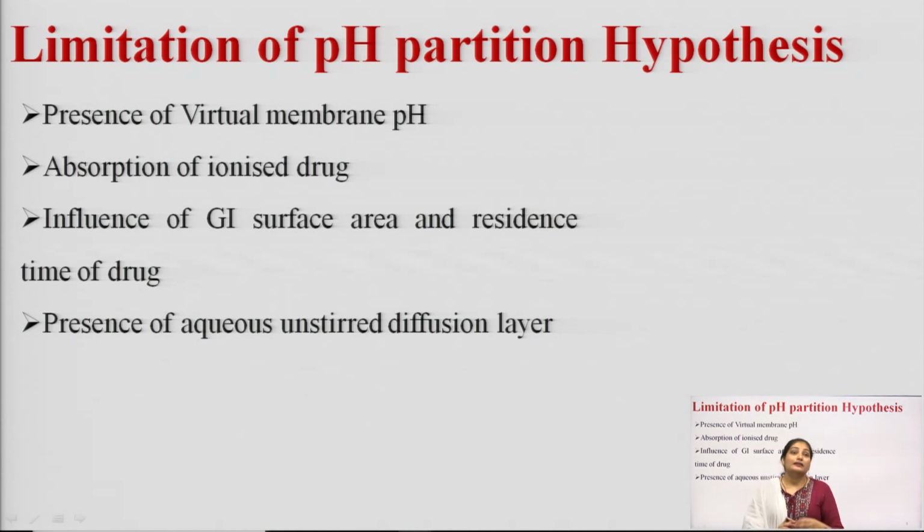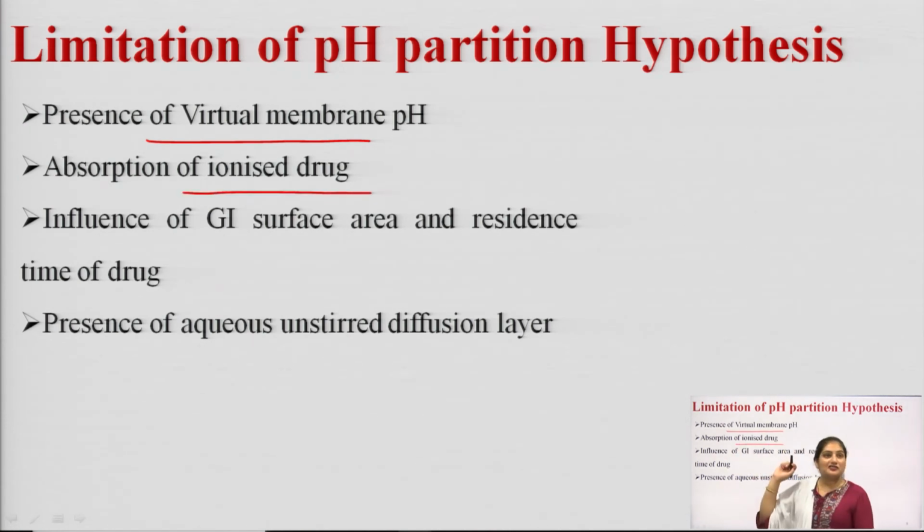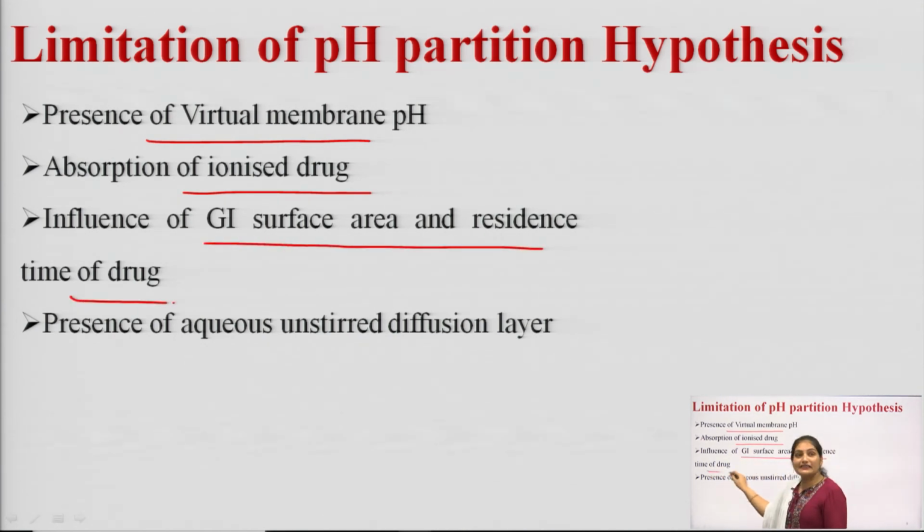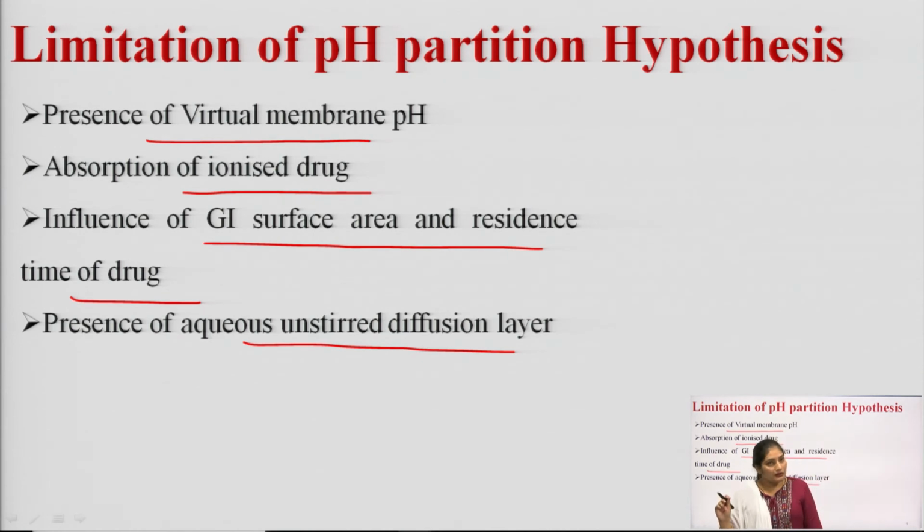But this pH partition hypothesis has some drawbacks or limitations. The first limitation of pH partition hypothesis is the presence of virtual membrane pH. Second is absorption of ionized drug. Third is the influence of GI surface area and residence time of drug, and fourth one is the presence of aqueous unstirred diffusion layer. Now, first is the presence of virtual membrane pH.